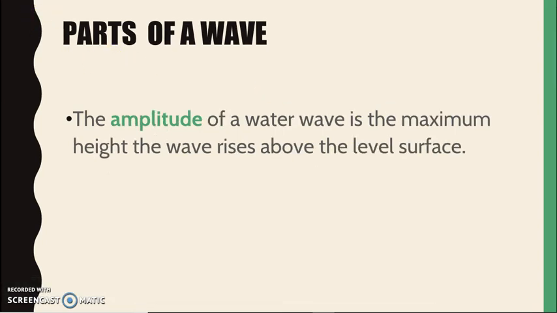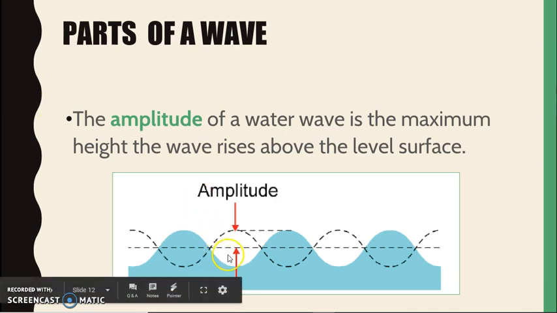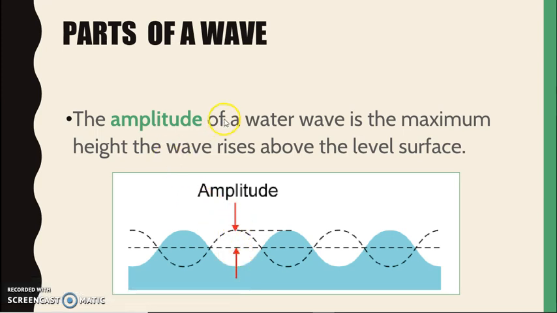Then we've got amplitude. The amplitude of a water wave is the maximum height the wave rises above the level surface. So again, talking about water waves, because they're very easy for us to picture in our mind, the amplitude is simply how tall does the wave get. You want to start at the center here, right in between the crests and the troughs, and measure all the way up to a crest, or you can measure all the way down to a trough. However high or however low it gets, that is the height of the wave. The higher a wave, the more amplitude it has.